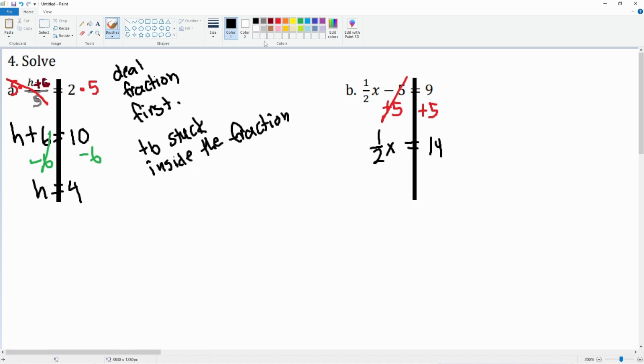That becomes a 14. You can see this as a divide by 2. So the inverse of divide by 2 is to multiply by 2. Multiply by 2. 2 over 2 will cancel, leaving you with just an x is equal to 14 times 2 is 28.